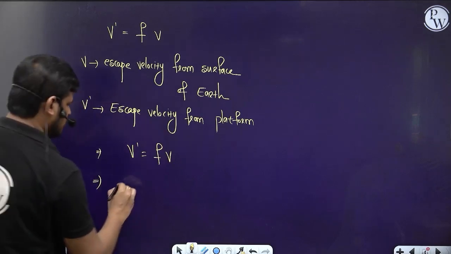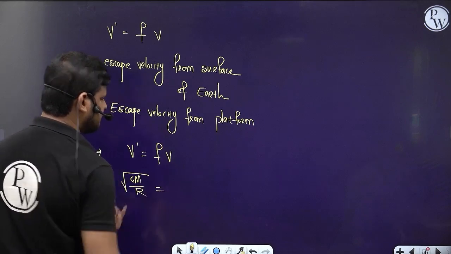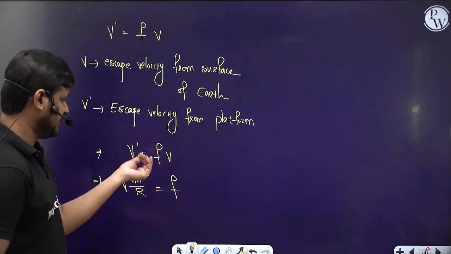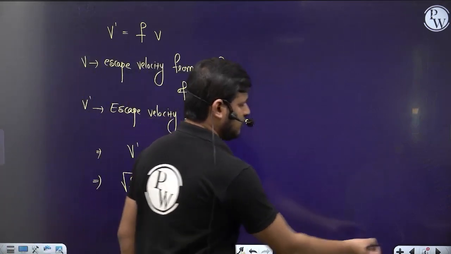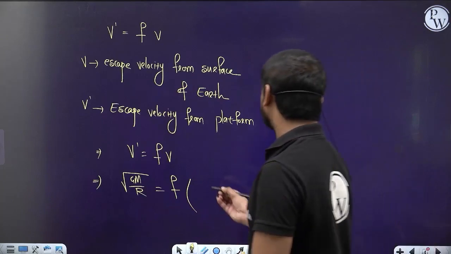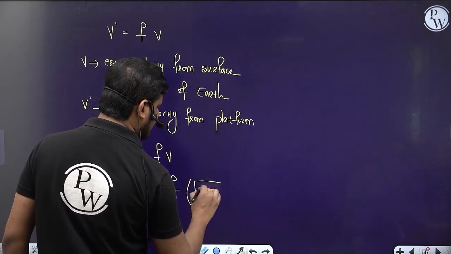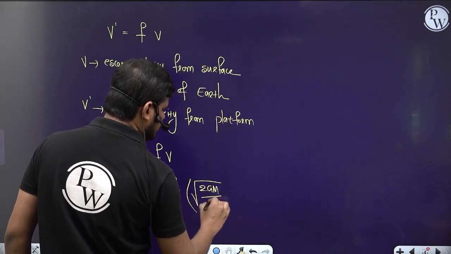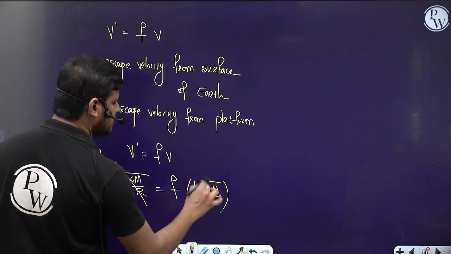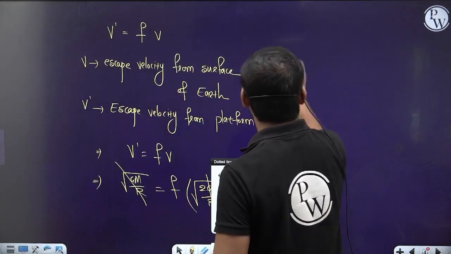What is it that we got? Root over GM by r, which is equal to the frequency f, some constant they gave, into v. So what is the v? V is the escape velocity from the surface of the earth. So from the surface of the earth it is going to be root over 2GM by r. So from here root GM by r gets cancelled.